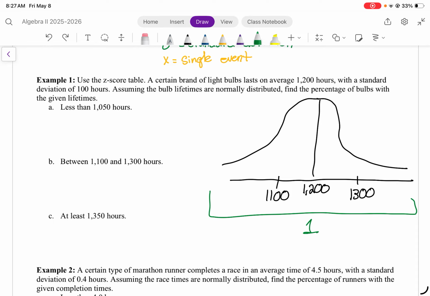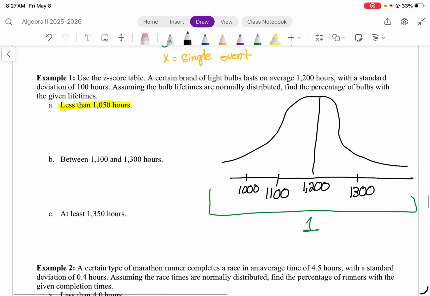So if we look at example A, for this one, we want less than 1,050 hours. And if we look at 1,050 hours, that would not be one of the values we would have if we used the bell curve with the standard deviations of taking away 1, 2, and 3 of them. So because of that, we're going to use z-scores so we can get an accurate answer for this, because we know it would be somewhere around here. And we would need the probability of everything leading up to that.